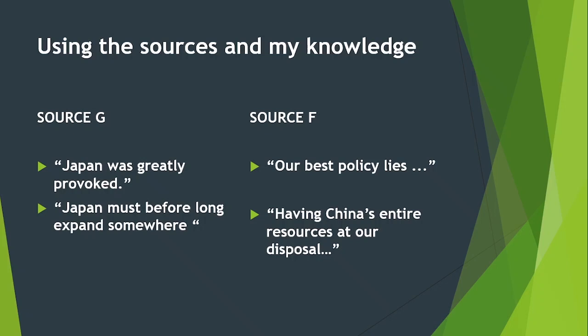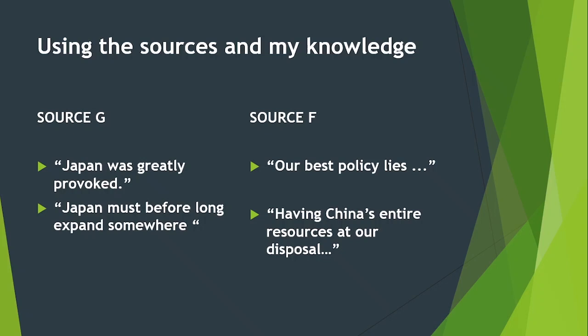As source F suggests, there was a plan to take over Manchuria, and much more. Look at the opening statement on source F, outlining where Japan's best policy lies. But it also suggests that Japanese expansion was seen by the Japanese as necessary. And we know this to be so. And we know Japan was interested in Australia.